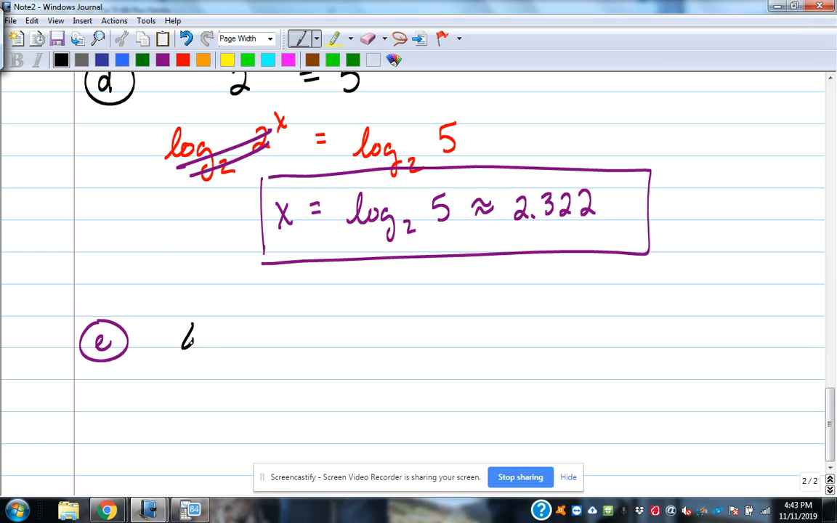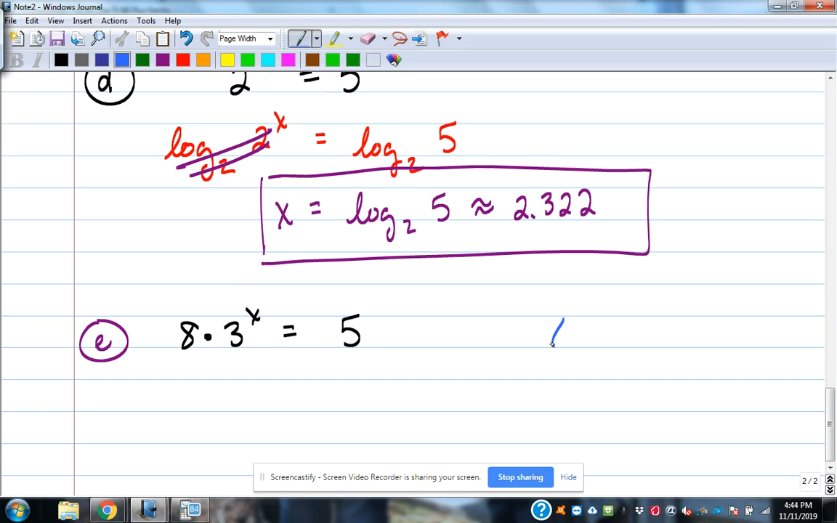Let's try this one. 8 times 3 to the x is equal to 5. This one's a little bit different than example D, but not too bad, with the fact that we have this number 8 in front of it. What's going on between the 8 and the part that has the exponent in it? They're multiplying, right? So can I get rid of the 8 using what operation?